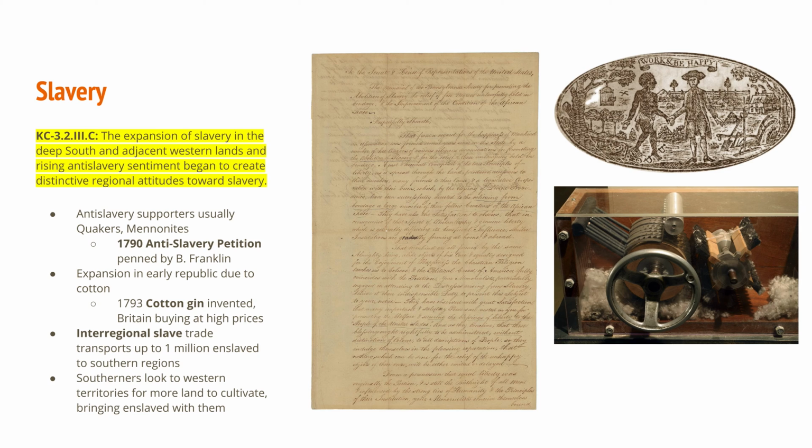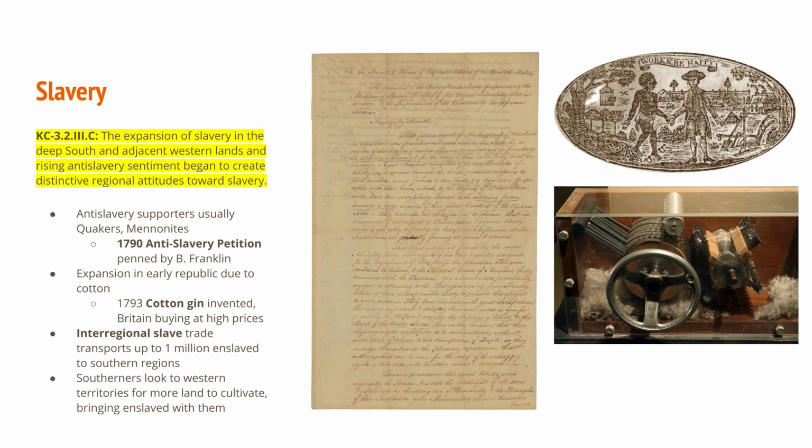Most of the anti-slavery supporters were usually Quakers and Mennonites. The Quakers were the ones who submitted the first petition to Congress to abolish slavery. That's the 1790 anti-slavery petition, and it was penned by Benjamin Franklin. It was urging Congress to abolish slavery altogether right now, when the country is young and it can do so quickly and effectively, so that it does not grow to be a bigger problem later on.